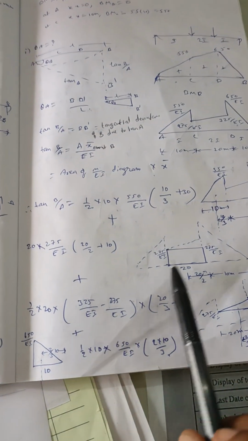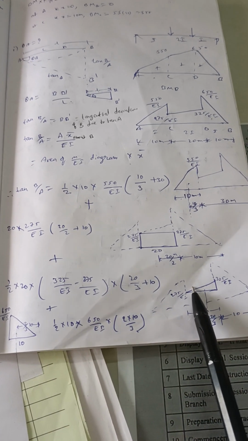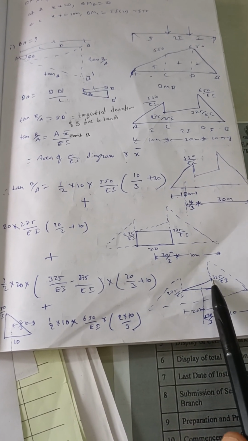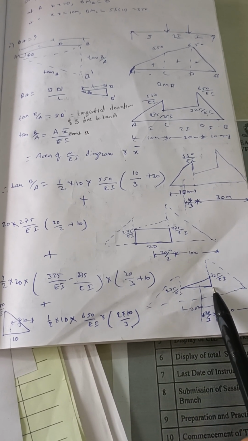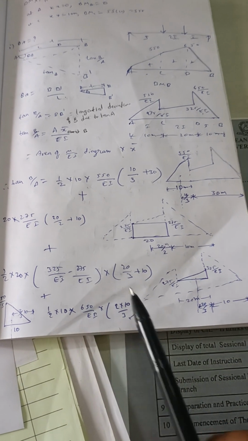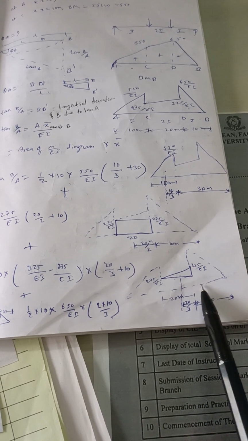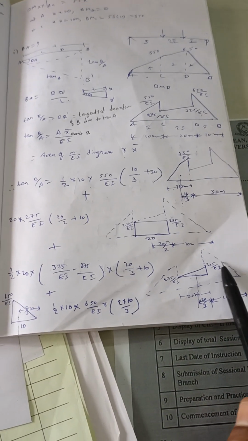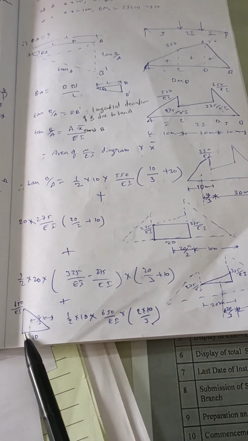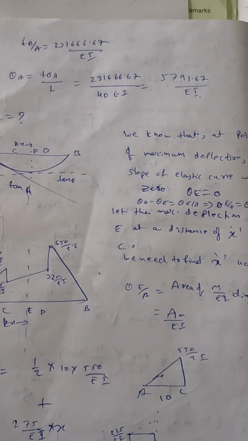Next, this area: half into base 20 into height. What is this height? This height is nothing but 325 minus 275. Into what is the perpendicular distance, what is the X bar? 10 plus 20 by 3. Now the last, final one, this one: half into base 10 into 650 by EI, into 2 by 3 times 10. If we add all of this, we'll get tan B by A as this value.